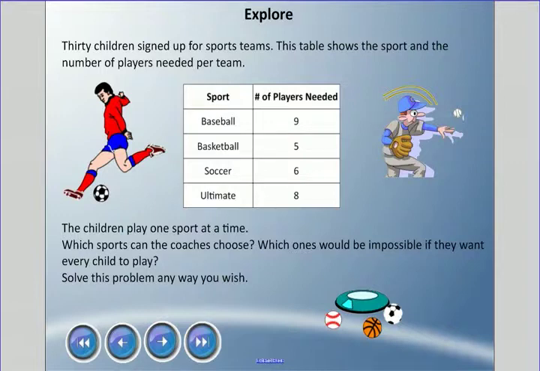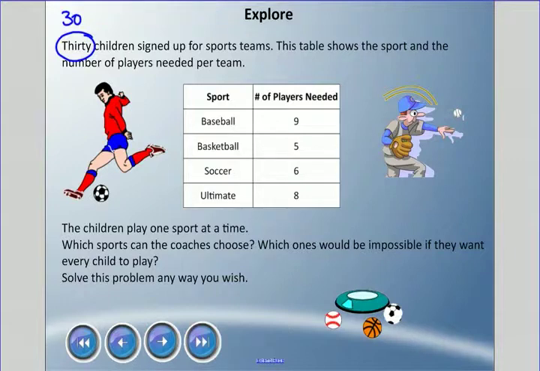So let's say 30 children signed up for sports teams. This is a word problem, so please be aware that word problem authors really like to throw you off. That is a word, but they could have written it like this. So be aware of words that are numbers as well. So 30 children signed up for sports teams. This table shows the sport and the number of players needed per team.